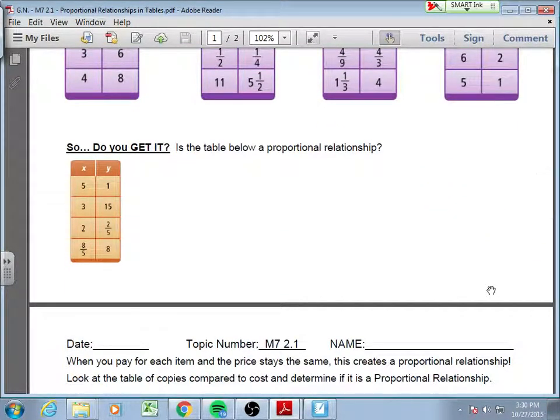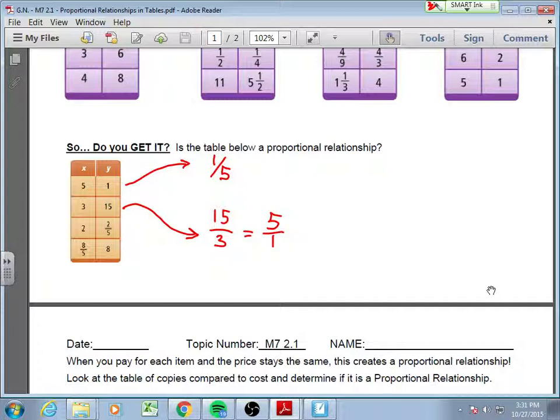Here, again, y over x. My first one, y over x, is 1 over 5. My second one, y over x, is 15 over 3. What's 15 over 3 simplified to? How many 3's fit into 15? All right, 5. So this gives me 5, or 5 over 1.